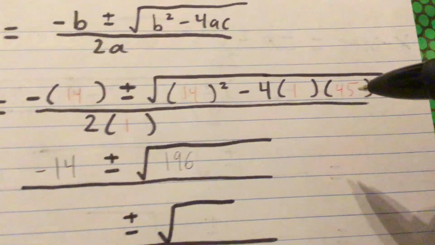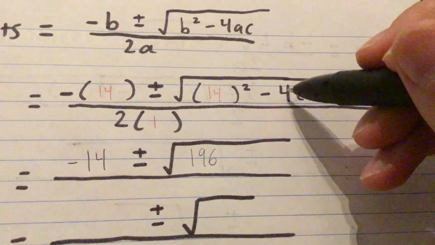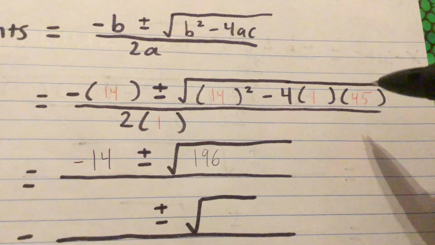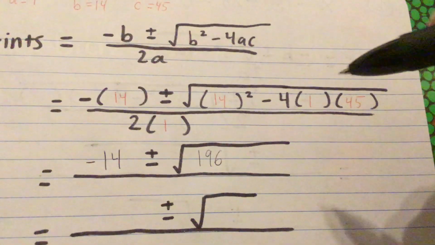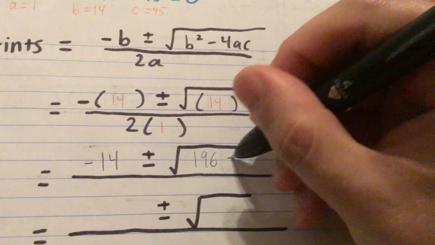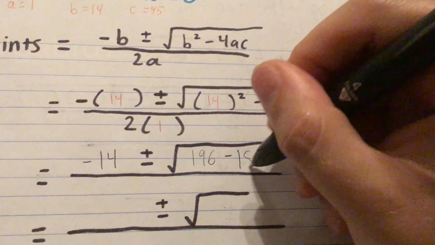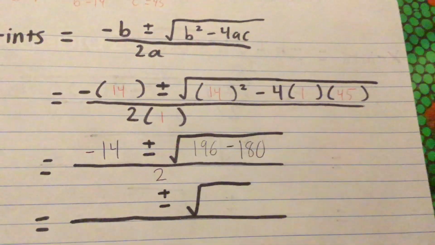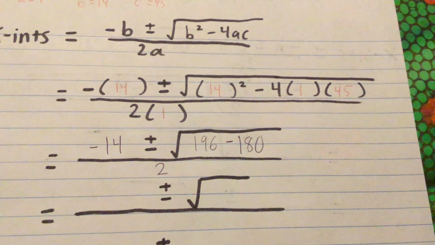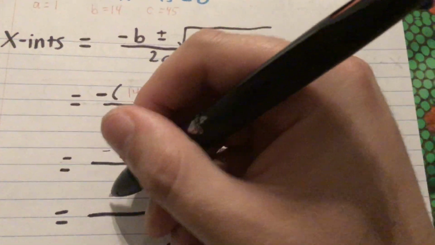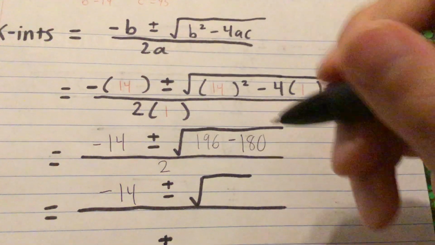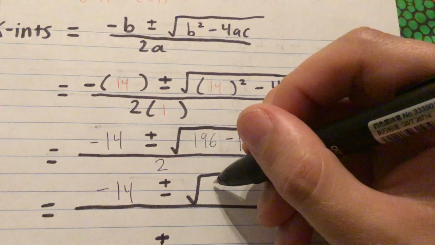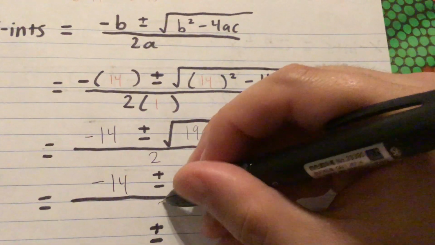I know this off the top of my head because I do weightlifting. Negative 4 times 1 times 45. If I've got 4 plates, that would be 180 pounds worth. So that would be 196 minus 180. And then 2 times 1 is just 2. So now let's clean this up. Negative 14 plus or minus the square root of 196 minus 180, that'd be 16, over 2.